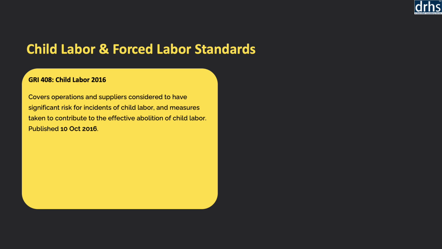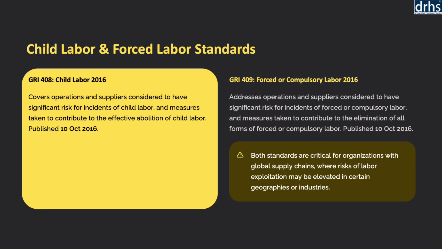It emphasizes proactive due diligence, particularly in high-risk geographies and sectors, ensuring that business activities do not inadvertently perpetuate cycles of exploitation. Complementing this, GRI 409, Forced or Compulsory Labor, 2016, addresses risks related to involuntary labor, including human trafficking, debt bondage, and coercive employment conditions.